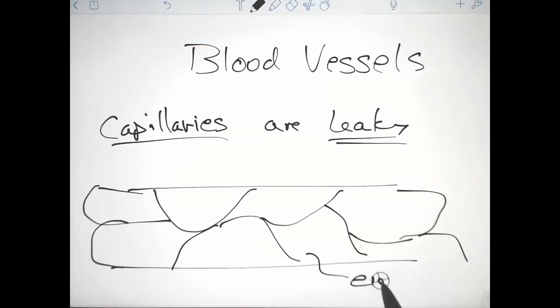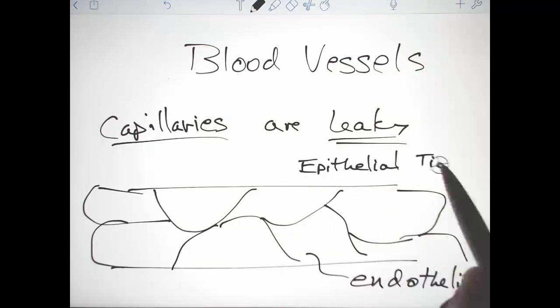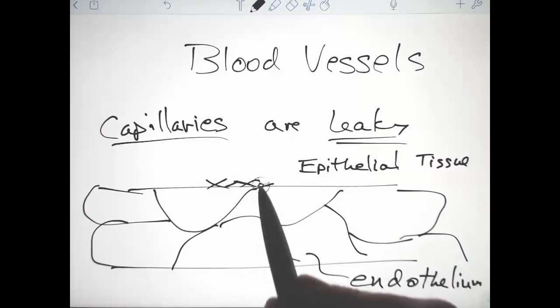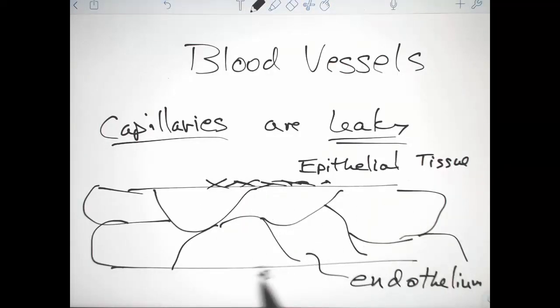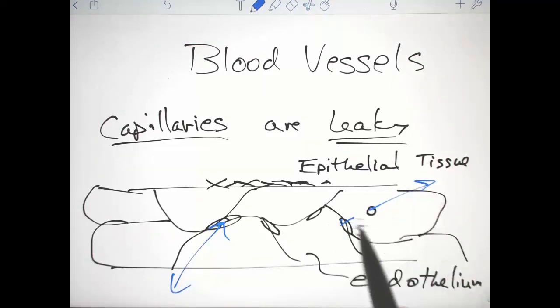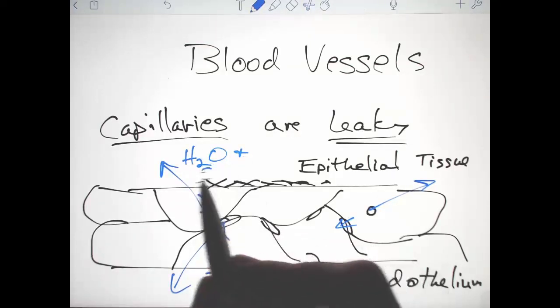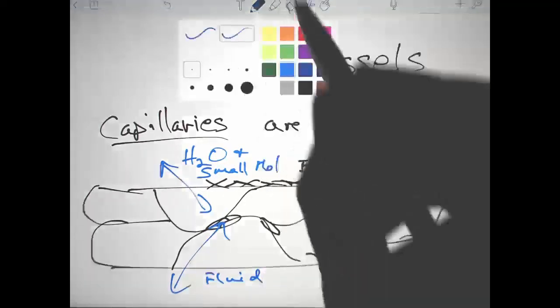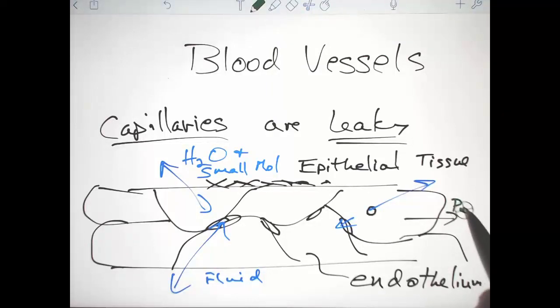These are endothelial cells, capillary endothelium, epithelial tissue, which means it has basement membrane, and then this single layer of cells. Capillaries are leaky. They have gaps in between the cells and sometimes areas where the membrane has opened up to leave a pore. Fluid can go in and out, water and small molecules, but proteins stay in. They're trapped because these gaps are too small for them to fit.